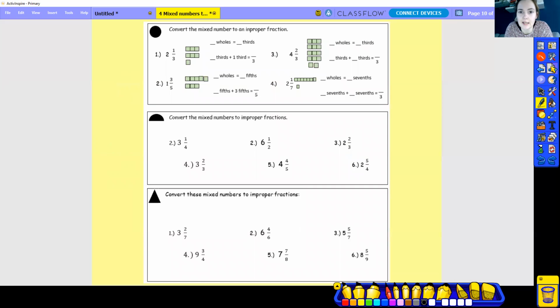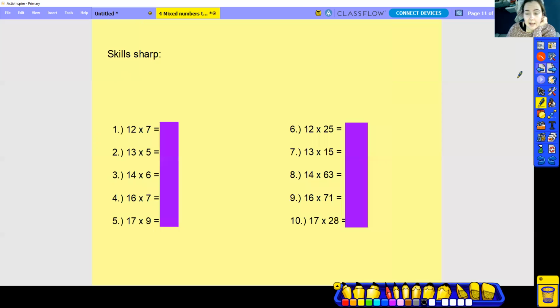So this is your work for today. You're starting with the circle, which is mixed to improper, and you've got the pictures to help you, so you can use those that are on the screen. Then semicircle, you convert mixed numbers into improper fractions without the visual representations. And then triangle is similar. And then moving on to your square would be the addition questions like we've just covered. Your work will be on the school website, so please go onto the school website to look at your work. As always, send it to me when you are done, and I will check it and email you back how you've got on.